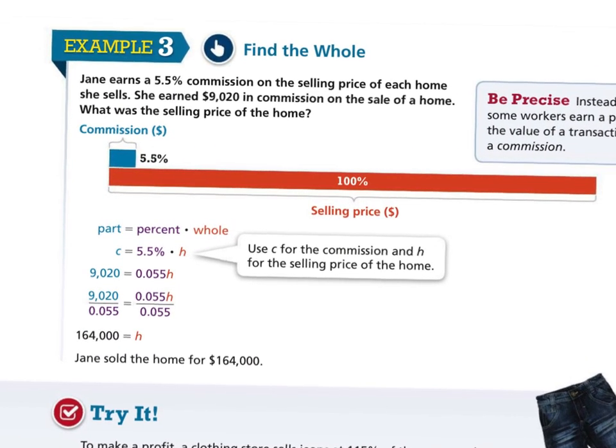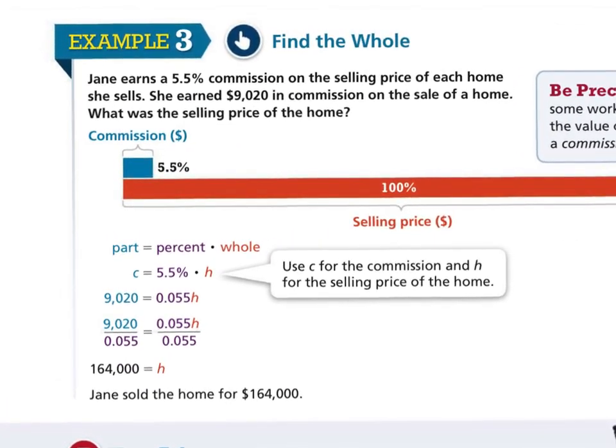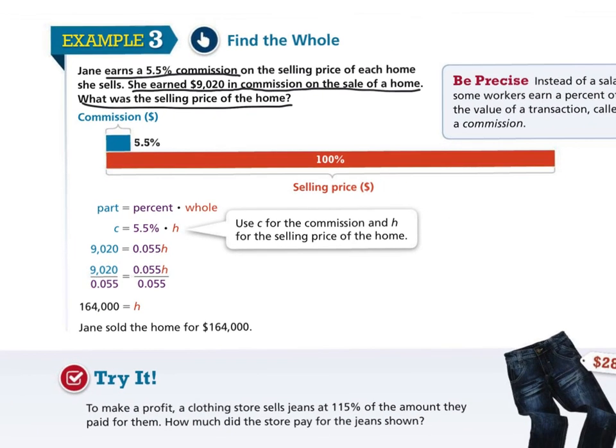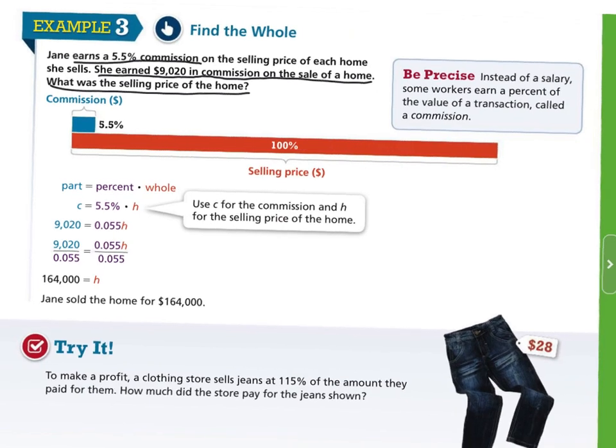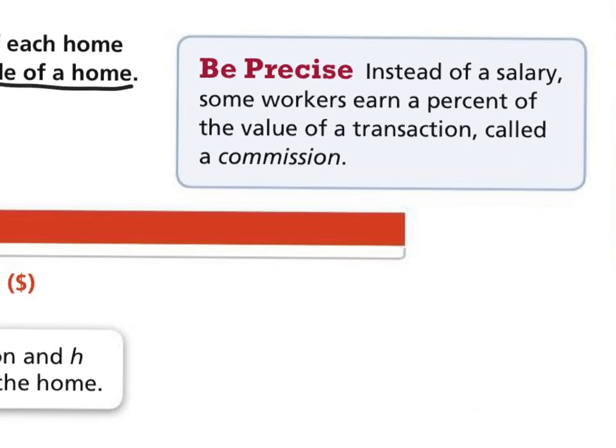Example 3, Jane earns a 5.5% commission on the selling price of each home she sells. She earned $9,020 in commission on the sale of a home. What was the selling price of the home? Okay, so commission is, the book talks about it over here a little bit.